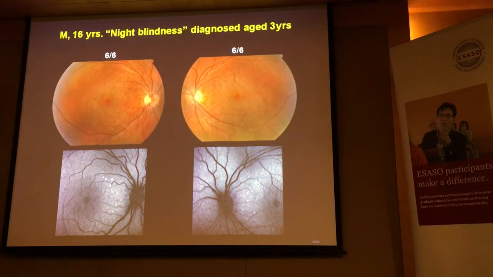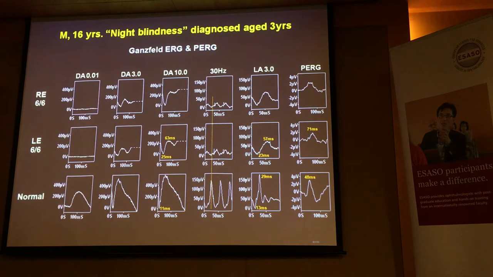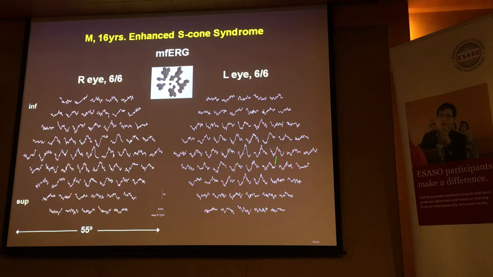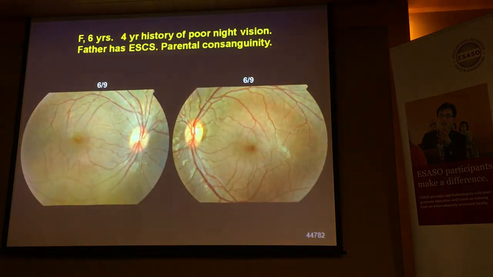All of these patients now have enhanced S-cone syndrome, just showing the variations in fundus appearance. Here there are some hypopigmented areas, which hyperautofluoresce. Again, typical features: no rod ERG, single flash DA3 and LA3 same wave shape, flicker ERG smaller than the A wave, absolutely diagnostic, big S-cone ERGs, multifocal ERG showing preservation only centrally.